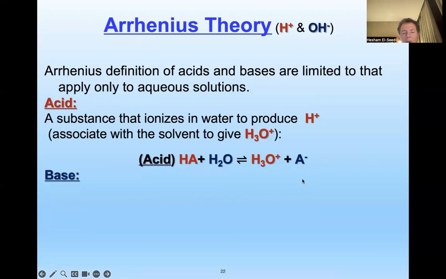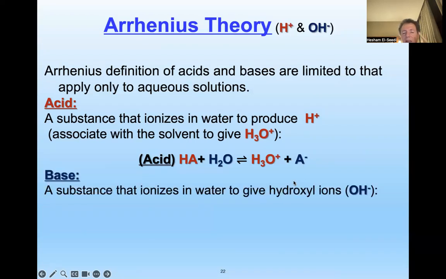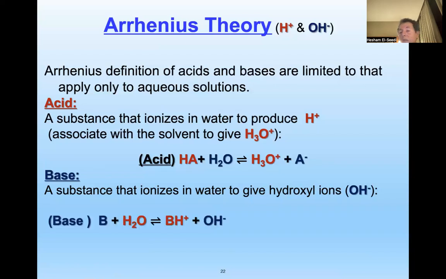While if we go to a base, it is a substance that, if dissolved in water, gives hydroxide ions. So base plus water gives BH plus hydroxide. What is the difference here? The acid has H3O positive, while the base is the opposite way. It reacts with water, then the base will take hydrogen, and then it is OH. And why is it negative here? Because now it is the opposite way.